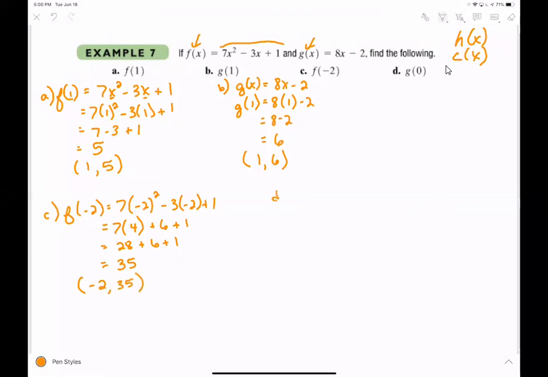And then the last one, we're going to go back to g, and we're going to input 0 where we have an x. So we're going to say 8 times, instead of x, it's going to be 0 minus 2. 8 times 0 is 0, so this is going to be negative 2. So our input was 0, and our output was negative 2.